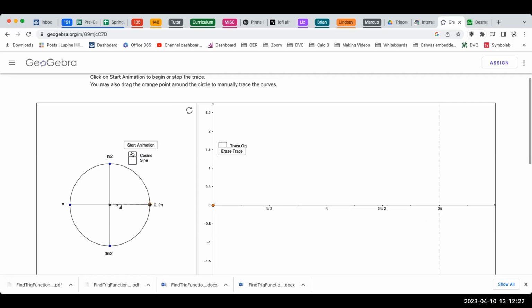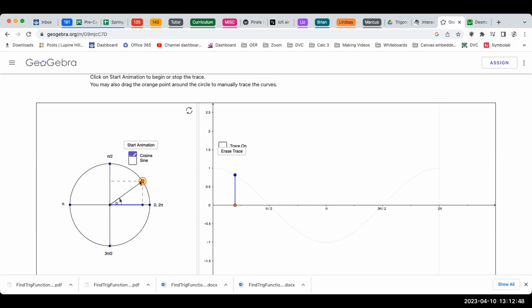Cosine's a little more confusing. Cosine of 0 has the x coordinate, right? What's the x coordinate here? 1. So now you're not looking at vertical distances, you're looking at horizontal distances because that's the x coordinate. So as I rotate my angle, notice that my x coordinate is going to get smaller.